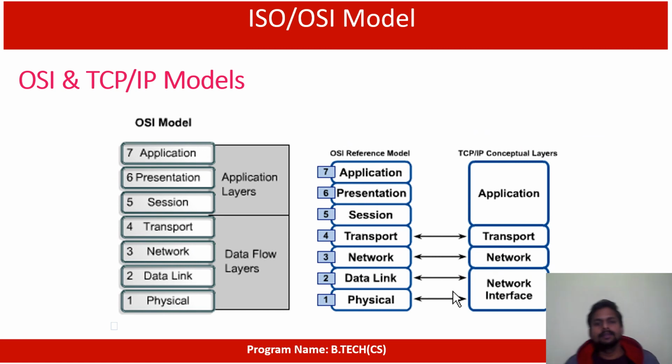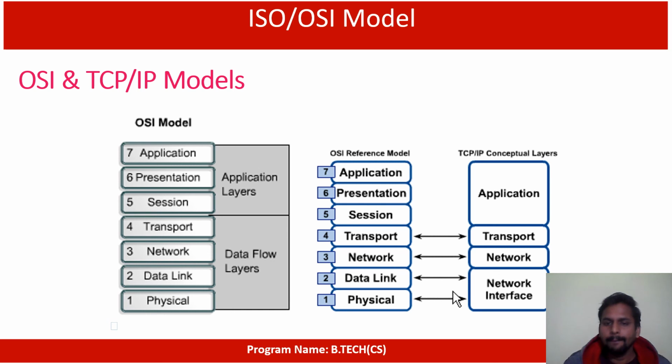Then they are comparing the TCP/IP and OSI models. The OSI model has 7 different layers, and the TCP/IP model has 5 different layers. In this diagram they show 4, but in reality we have 5 layers in the TCP/IP model. So only 2 layers are missing here. We'll see which layers are missing.